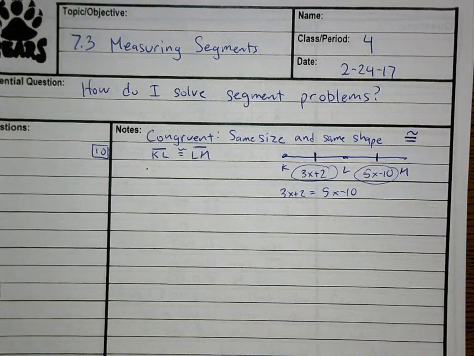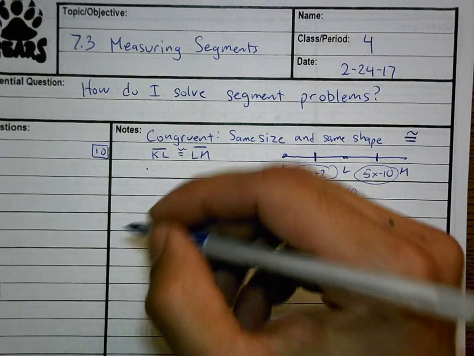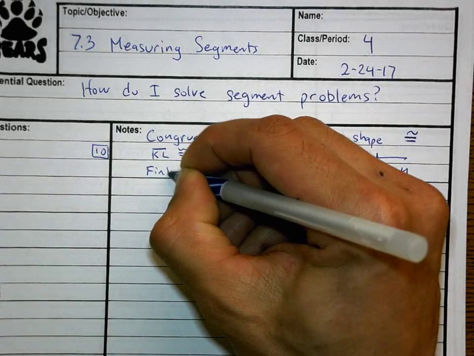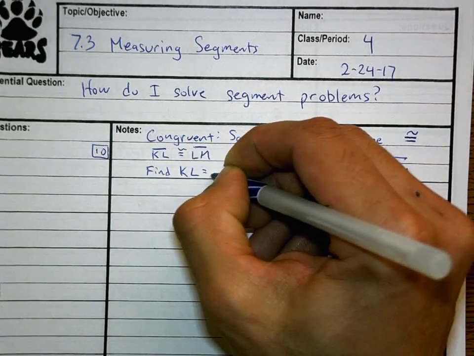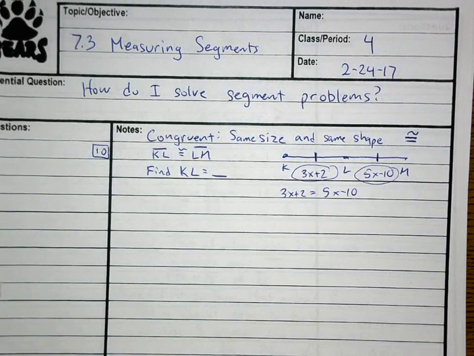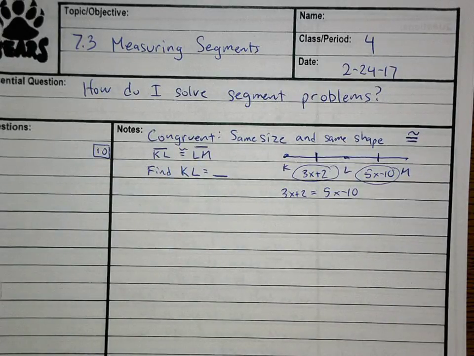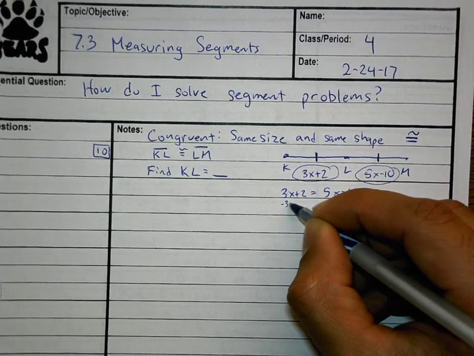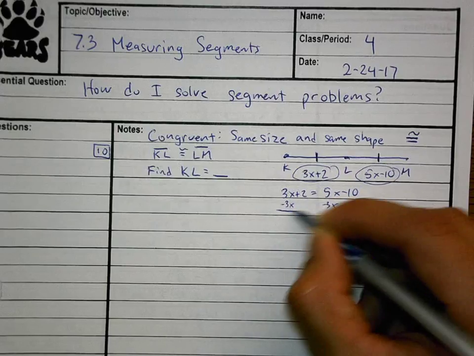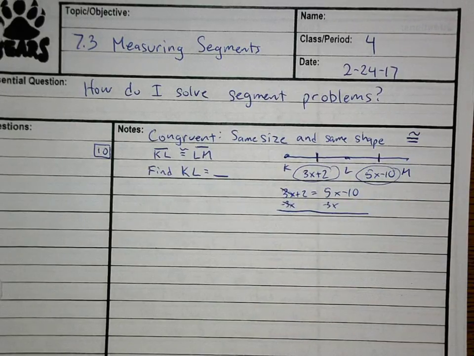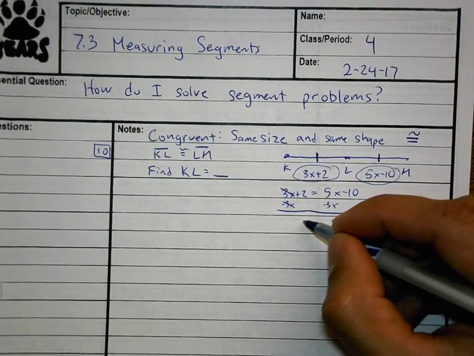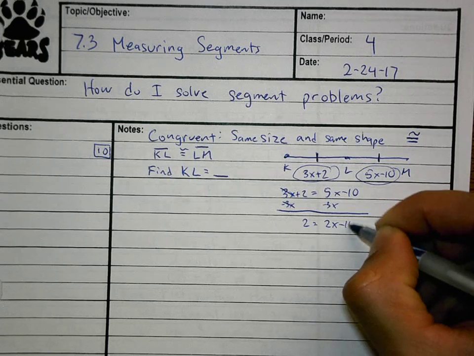So what you're going to do, I forgot. The question is going to say something like this. Find KL equals blank. What's the length of KL? And now we know how we're going to solve it. We're going to set these two pieces together. What I would do if I were you is I would subtract 3x from both sides, so that you have 2 equals 2x minus 10.